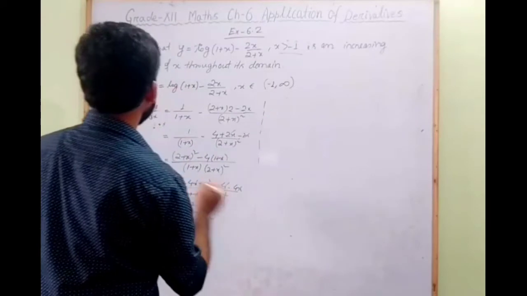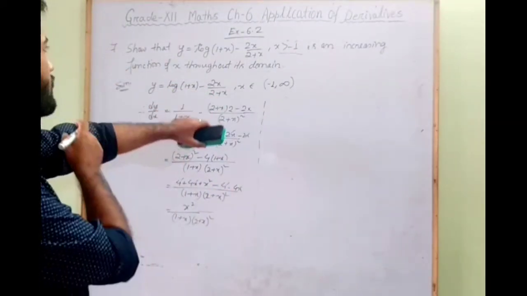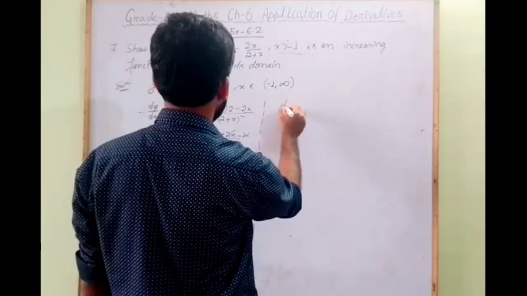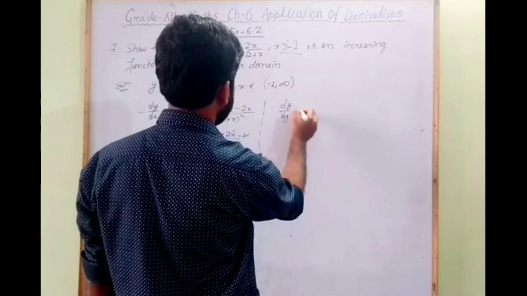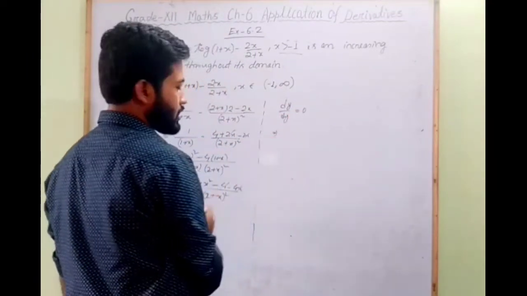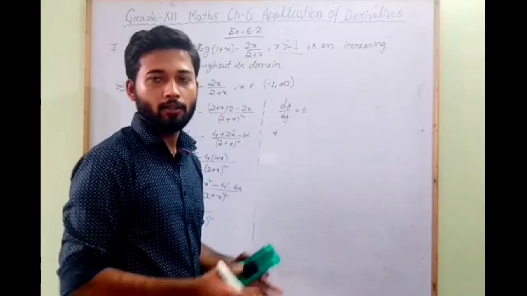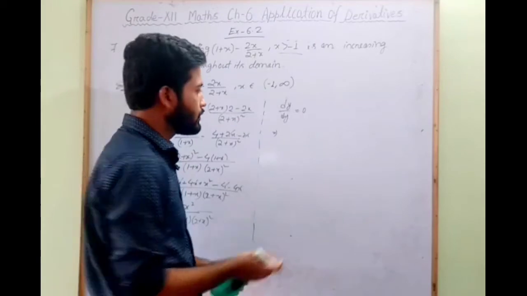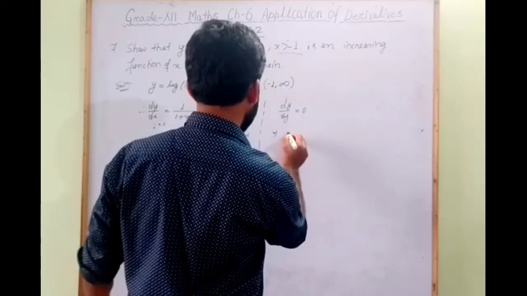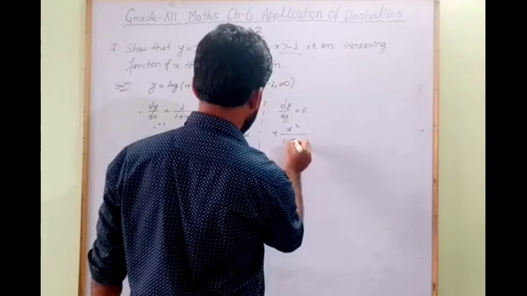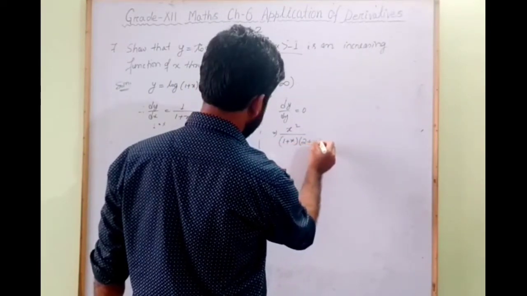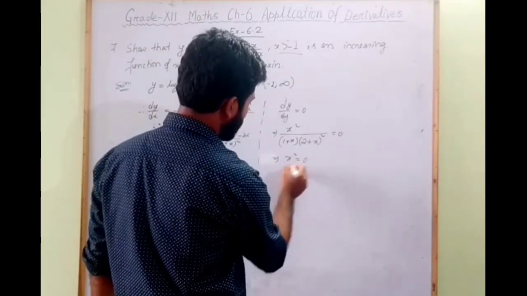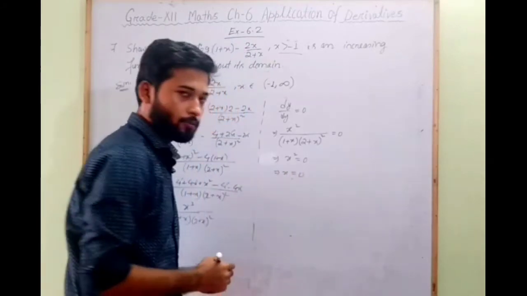Now to show that it is an increasing function, what do we need to do? At first take dy by dx equal to 0. So from there we shall get the value of x, and then split the interval, and then we shall check for f dash x greater than 0 or less than 0. So dy by dx equal to 0 means x square by 1 plus x, 2 plus x whole square equal to 0, and this will give us x square is equal to 0, and from here we shall get x is equal to 0.